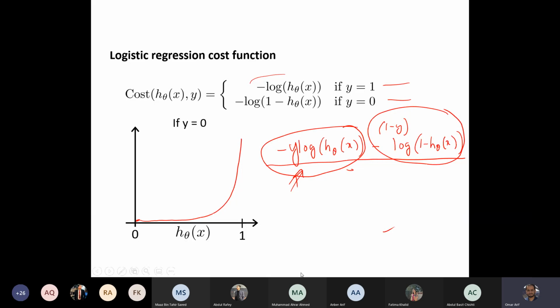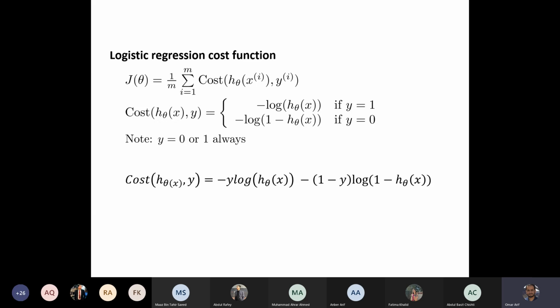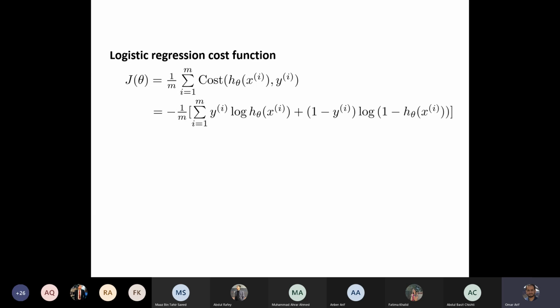Okay. So any question about the cost function? This is the cost function. So I have now written it in one line. Any question about the cost function for logistic regression? Okay, so let's move forward. This is the cost function for logistic regression.